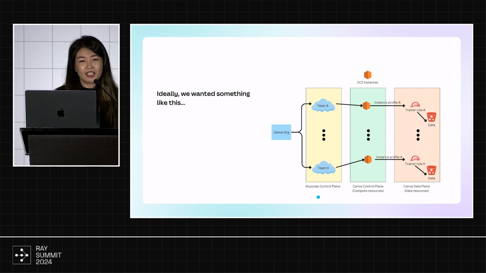So when we started setting up Anyscale cloud resources, we aimed for something similar. We created a single organization and then created clouds for each team. Each team would then spin up their own EC2 instances, and these EC2 instances would have their own instance profiles, which then link to a specific trainer role, and then you can get data that way. And we thought that would be happy days.